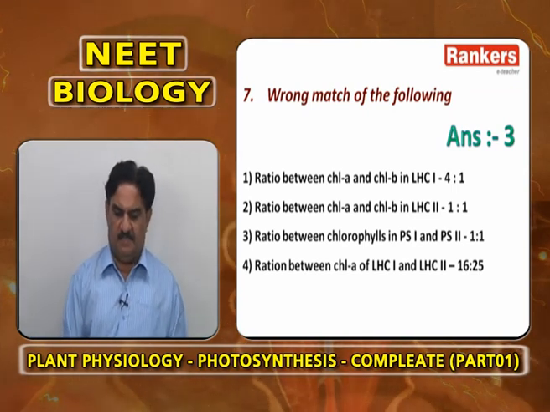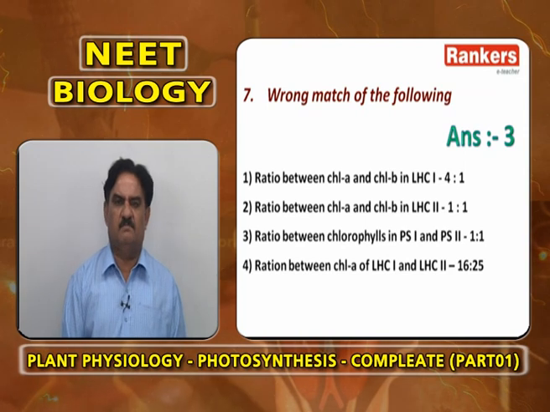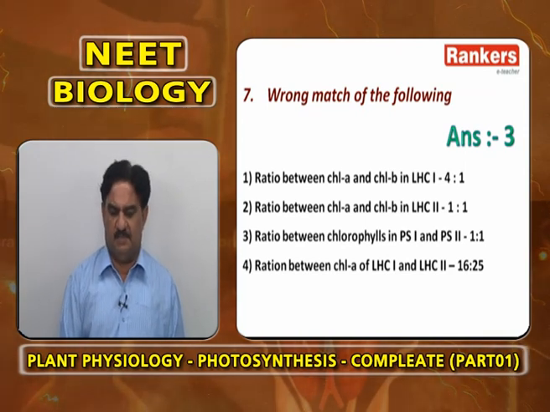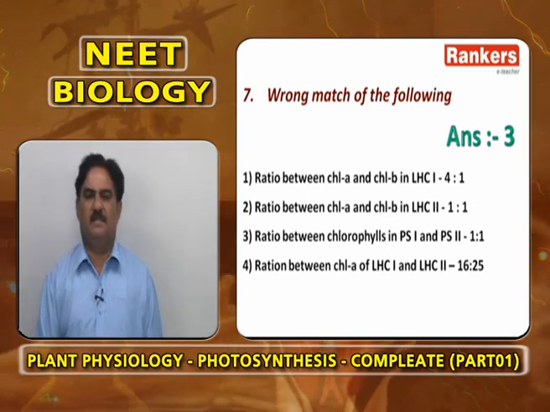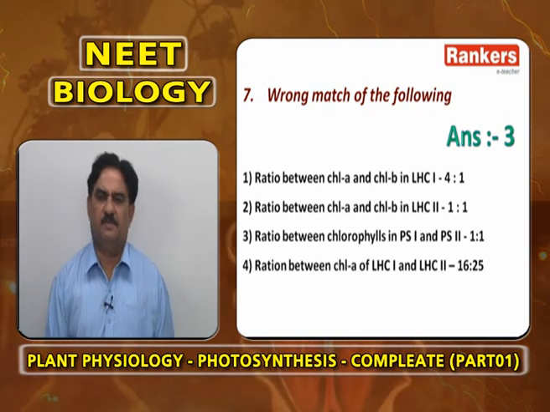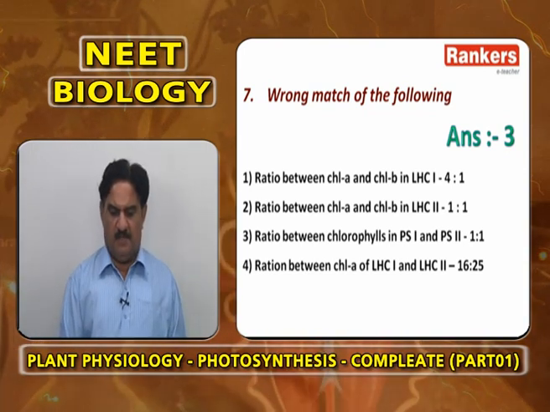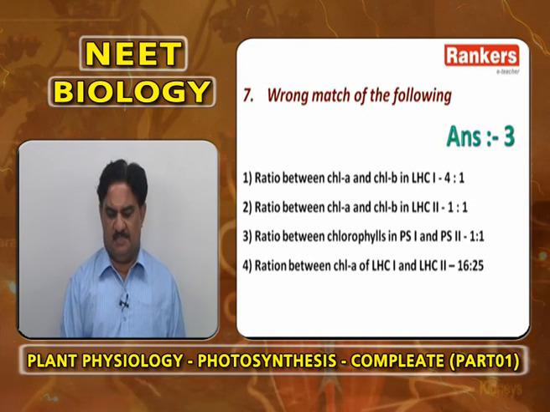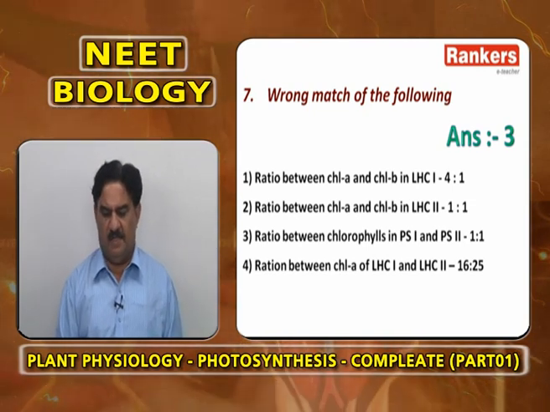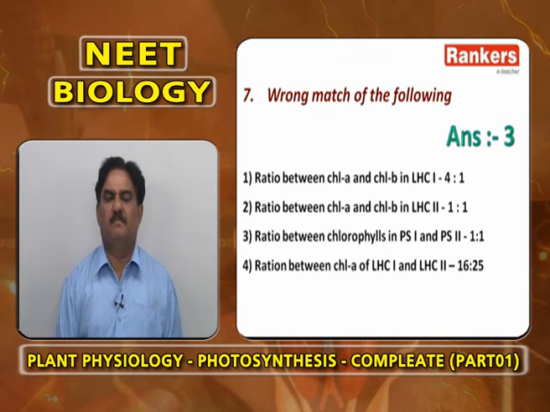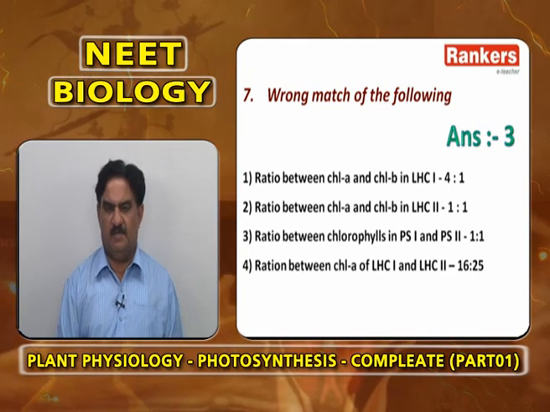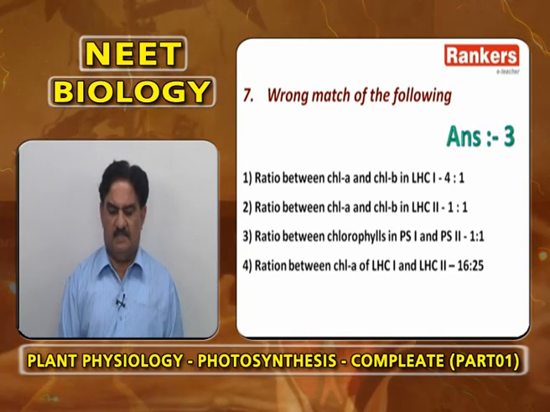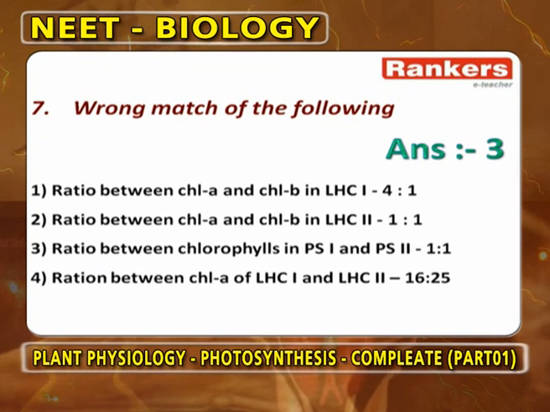Ratio between chlorophylls in PS1 and PS2 is 1:1 is wrong, because in PS1 it is 100, in PS2 it is 250. It must be 10:25, or 2:5. Ratio between chlorophyll A in LHC1 and LHC2 is 16:25 is also wrong. Chlorophyll A in LHC1 is 80, in LHC2 it is 125. So, 80:125 will not be that. So, answer is 3. Ratio between chlorophyll A in PS2 and PS1 is always 1:1 is wrong.